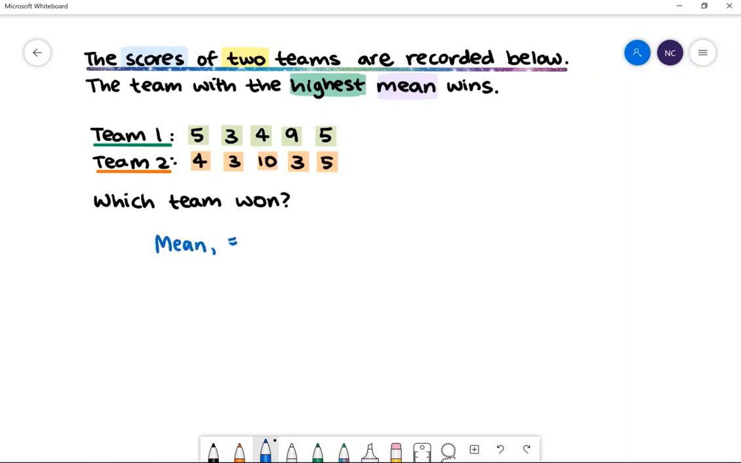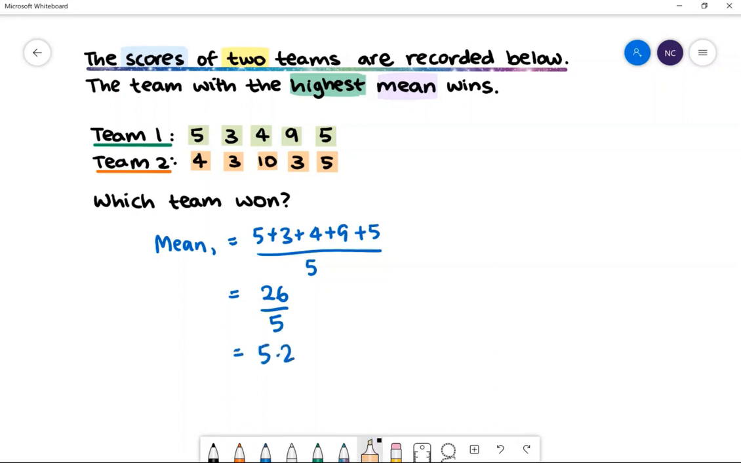The mean can be found by summing up all the values and dividing it by the number of values, which is 5. The numerator becomes 26 and the denominator remains 5. The mean for Team 1 is 5.2.